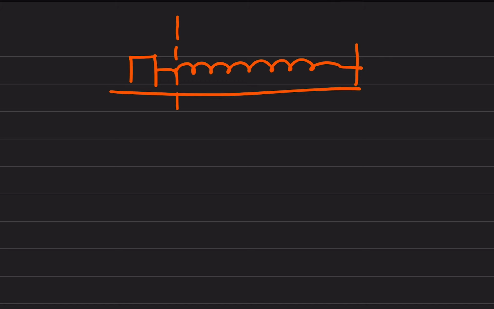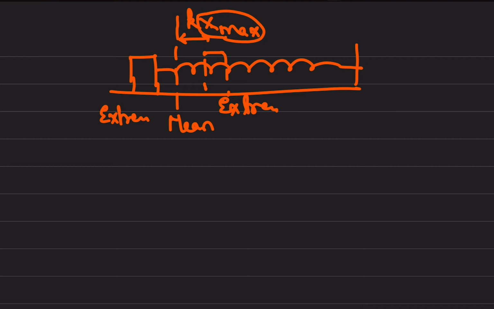So there will be a mean position, and this will be another extreme position. This is the mean position, this is one extreme position, and this is another extreme position. Here the deformation will be maximum, kx max, and here also kx max. So how does the energy come into this?